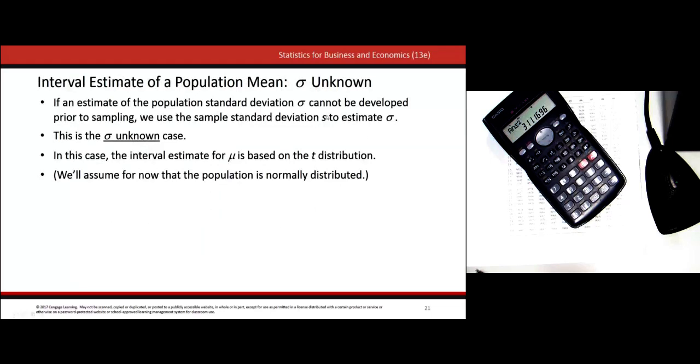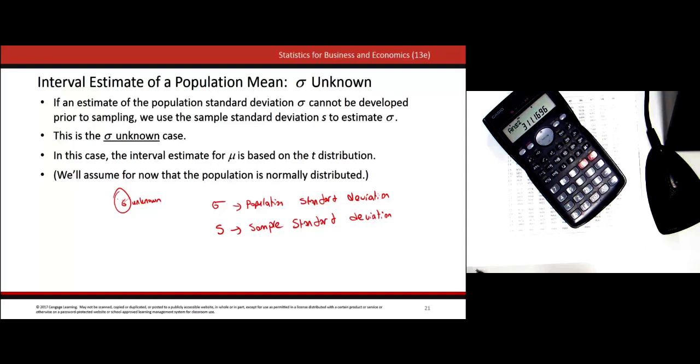We discussed the sigma known case. Sigma is the population standard deviation. If sigma is unknown, then how can we estimate sigma? If sigma is unknown, we use the sample standard deviation to estimate sigma.